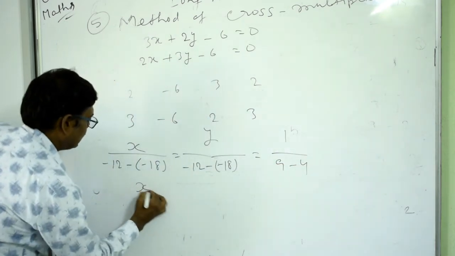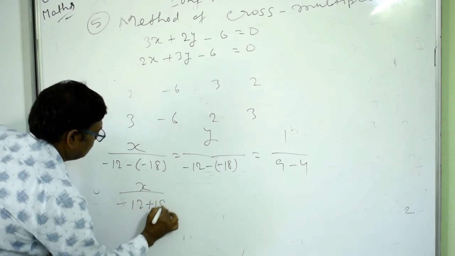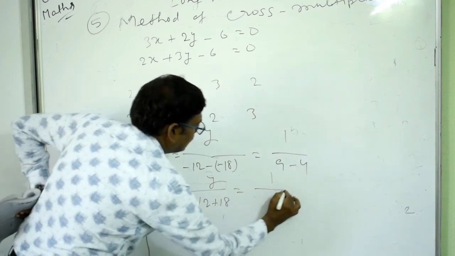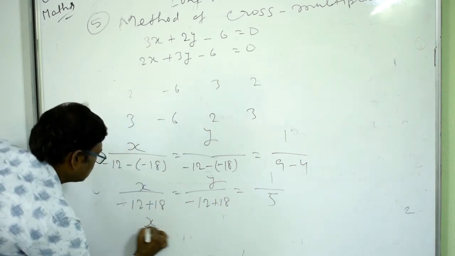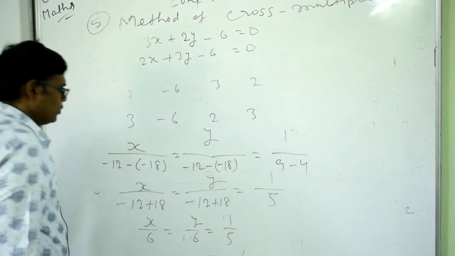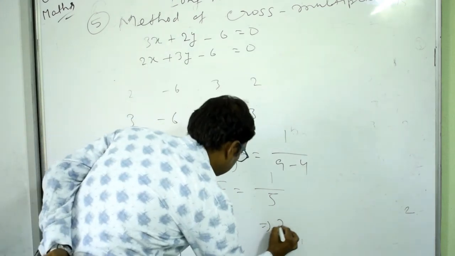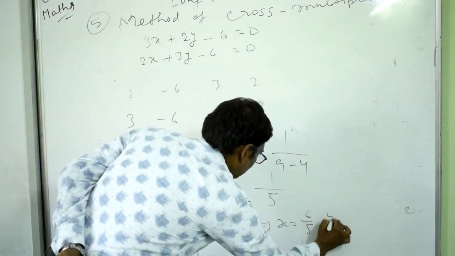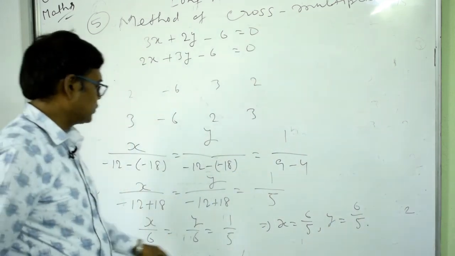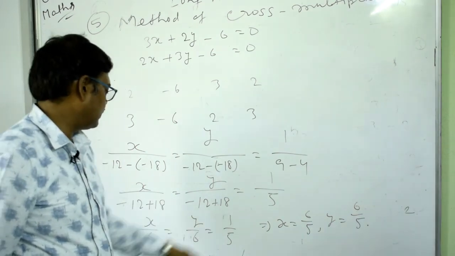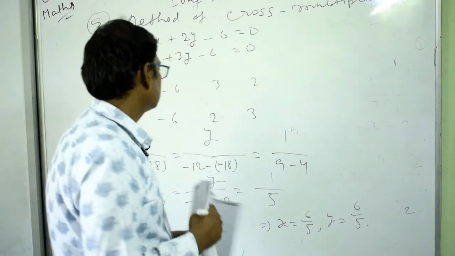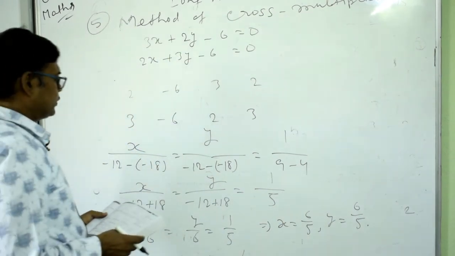So you have here x by minus 12 plus 18 and here y by minus 12 plus 18 equal to 1 by 5. So here x by 6 equal to y by 6 equal to 1 by 5. So this implies that x equal to 6 by 5 and y equal to also 6 by 5. Okay, that is you will choose these two equations, x by 6 equal to 1 by 5, then x equal to 6 by 5, and y by 6 equal to 1 by 5, then y equal to 6 by 5. So this is the answer of this question.